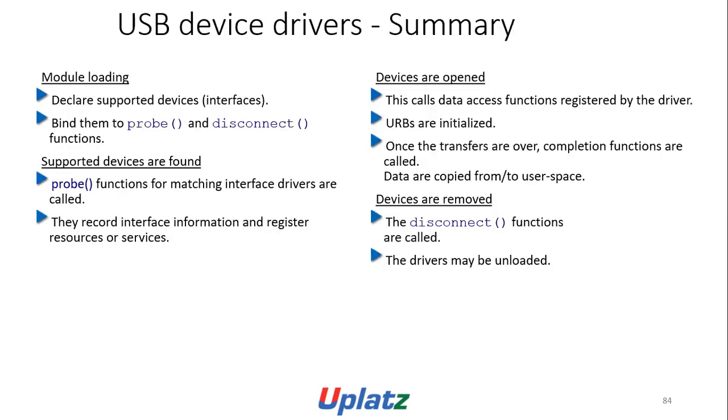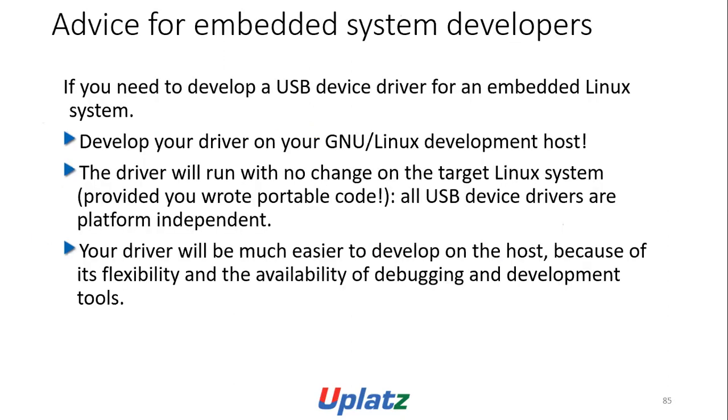Module loading: declare supported devices and interfaces, and bind them to the probe and disconnect functions. When a supported device is found, the probe functions for matching interfaces drivers are called. They record interface information and register resources or services. Device resources are opened. This calls data access functions registered by the driver. URBs are initialized. Once the transfers are over, completion functions are called. Data are copied from and to the user interface, user space. Devices are removed, and the disconnect functions are called. The drivers may be unloaded.